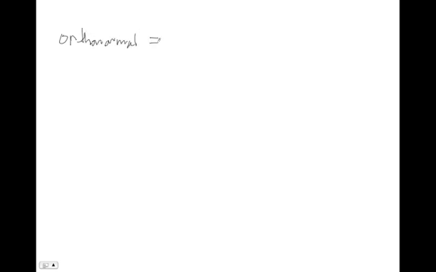And orthonormal means orthogonal and normal. That's where this word orthonormal comes from, orthogonal and normal. So the question is, what does orthogonal mean? Orthogonal means that if I have two vectors and I take their dot product, I'll get 0. Basically meaning that these two vectors are not pointed in each other's direction at all. There's no component of these two vectors that will line up with each other.